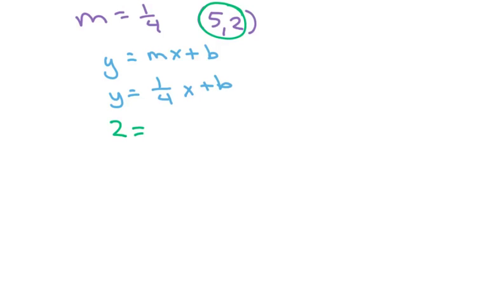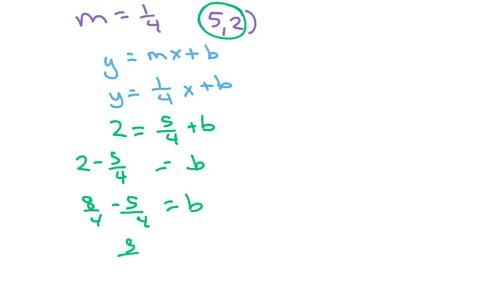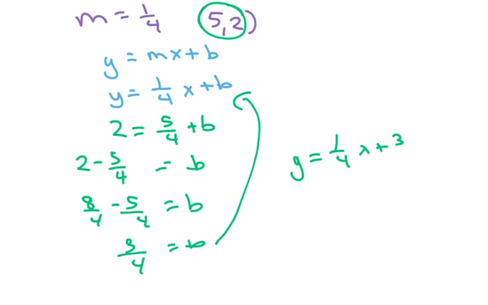So 2 equals 5/4 plus b. And then b equals 2 minus 5/4. So I can change this to 8/4 minus 5/4 equals b. So 3/4 equals b. So I'll plug this back into there. Get y equals 1/4 x plus 3/4.